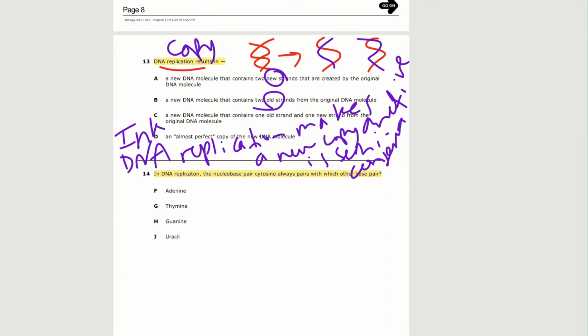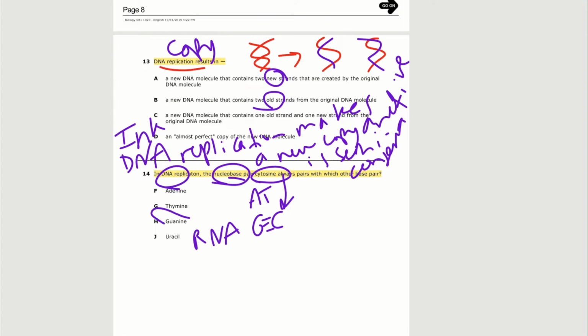Sorry. In DNA replication, the nucleobase, right? I know what bases are, right? A, T, G, C. Cytosine always pairs with, oh, I know that. I just wrote it right here. And what does C pair with? Adenine, thymine, guanine, or uracil. Wait, uracil is with RNA, not even DNA, right? So, there it is.